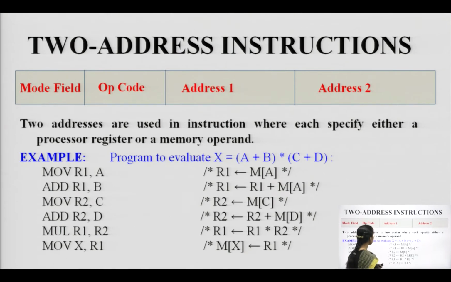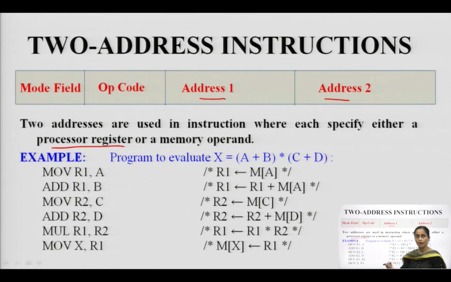Then the second, two address instructions. As the name suggests, I will be using two addresses. Remember, I will be using only one mode field and one opcode. So, the two addresses are used in an instruction where each specifies either a processor register, that is R1, R2, R3 and Rn, or it can be a memory operand. The same example, A plus B cross C plus D, the result is going to X. I am solving it using two address instruction.